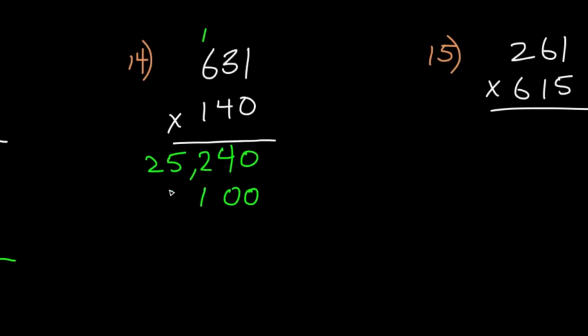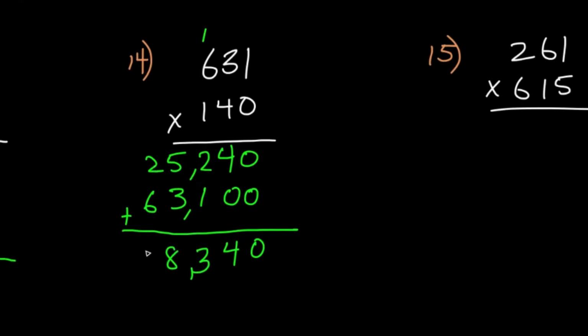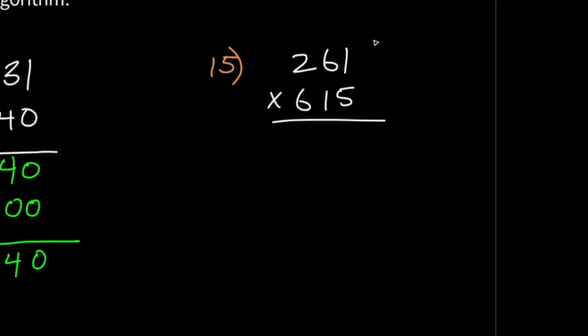1 times 3 is 3. 1 times 6 is 6. So we're done multiplying. So now we want to find the total. So we're going to add these partial products together. 0 and 0, 0. 4 and 0 is 4. 2 and 1 is 3. 5 and 3 is 8. 2 and 6 is 8. So the final product is 88,340.